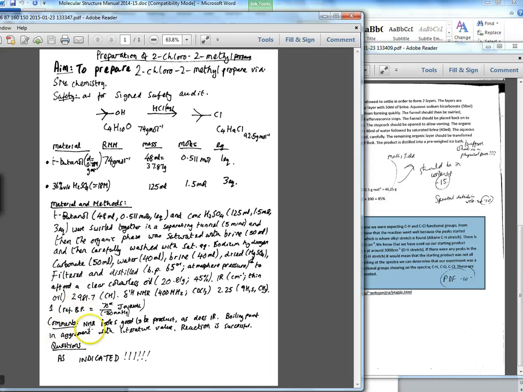Please, please start to look at journals and look at how journals are written up. That finishes my attempts to show you how to write up an organic lab for your program.